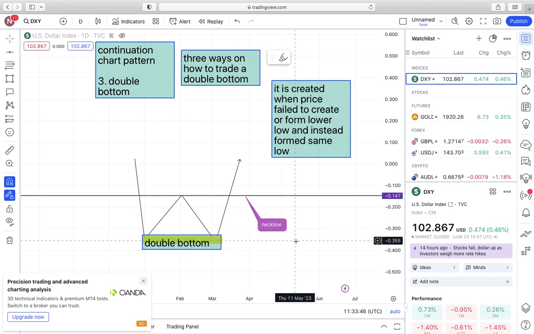This is how it is formed, and I told you that how it is created is when the price failed to create or form a lower low and instead formed what we call the same low. Now, what does this indicate? It means that there is a loss of momentum from the downtrend, and now sellers have been defeated and buyers are about to take control of that market. It is very simple as that.